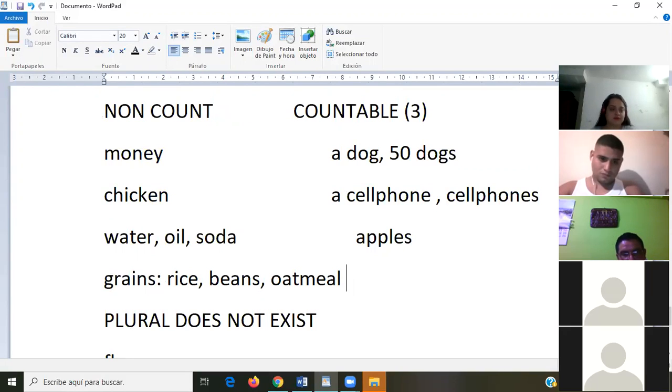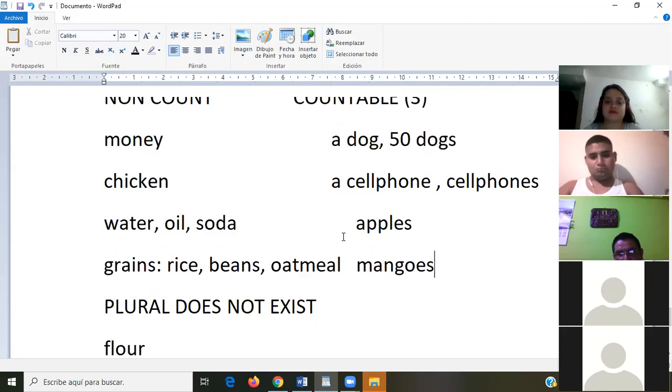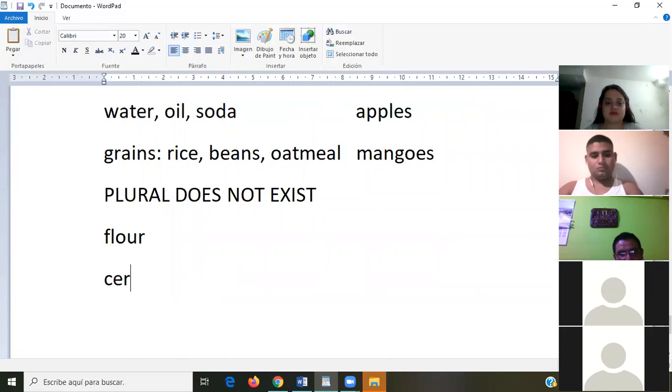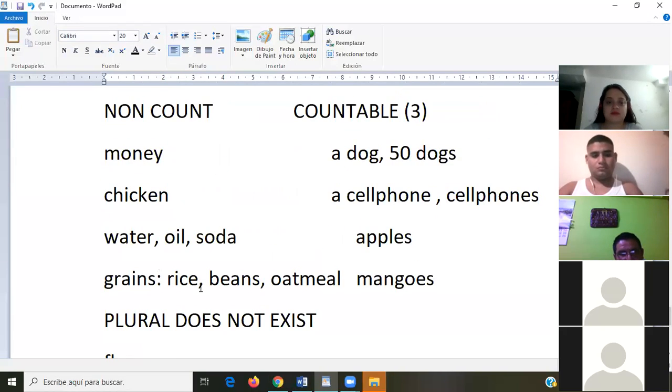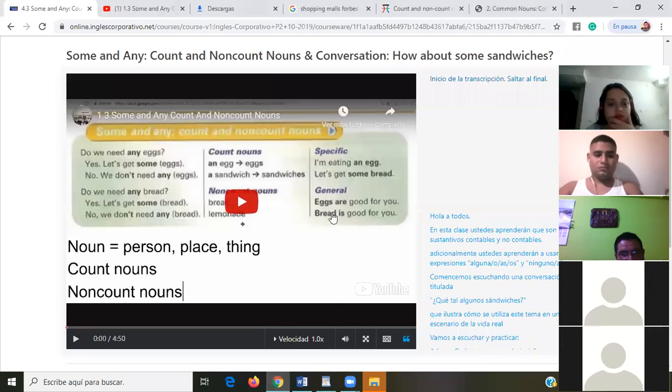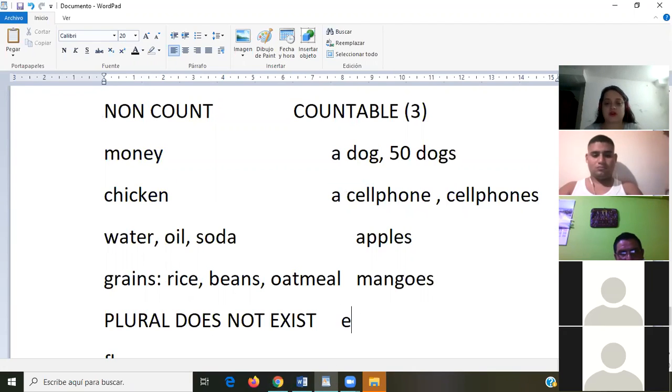What about mangoes? Count. Cereal? No, count. Mangoes. Very good. And let's see some more from the example. Eggs. Eggs are countable, right? De todos modos, está en plural, así que hacemos que sí se cuenta, okay? Eggs. Very good.